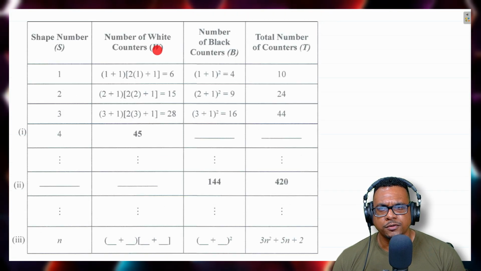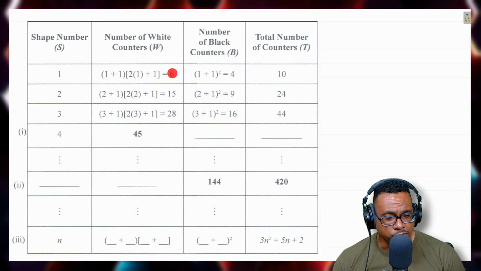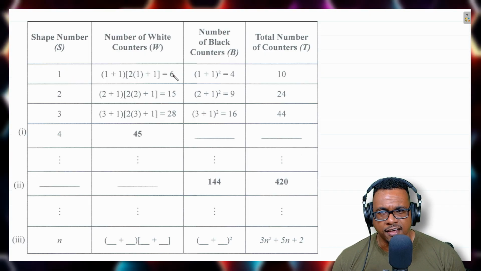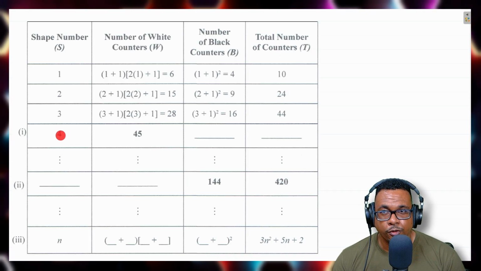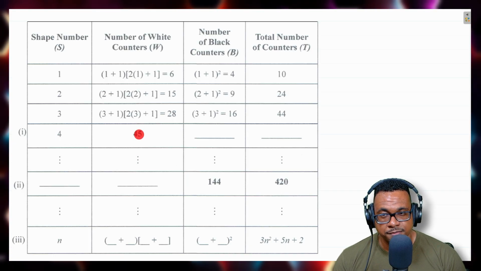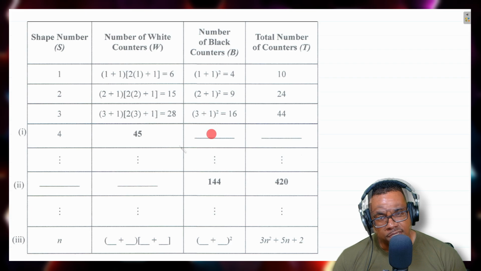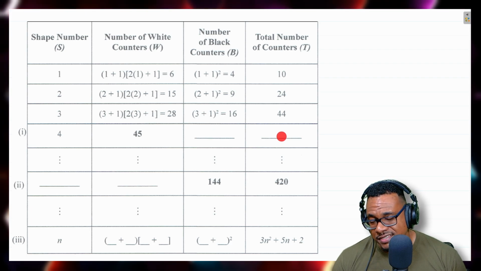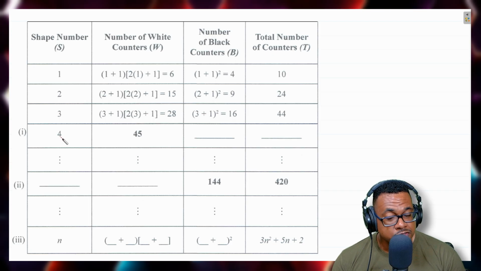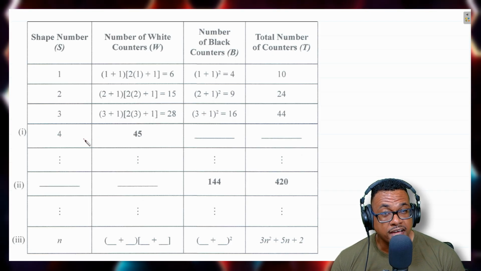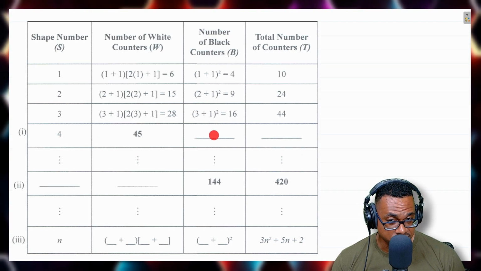And here we have 4 white counters for shape 1, 6 white counters. So in total, you'll have 6 plus 4, which is 10. So for part 1, for shape 4, we have 45 white counters. The number of black counters is missing, and the total number of counters is also missing. Now remember, we completed the diagram for shape 4. So if you want, you could go back to shape 4 and count the total number of black counters.